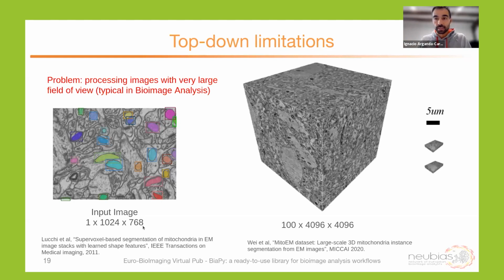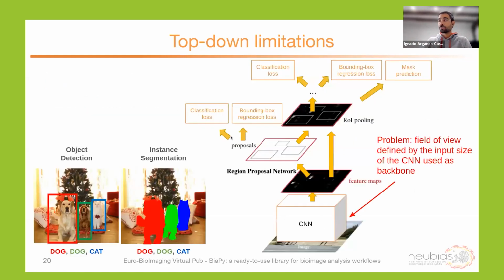1024 by 768. Now, this is one of the volumes from our MitoEM dataset, and this is an actual comparison with this other dataset that we have here. And this size, of course, we cannot put inside the backbone network here. So what do we do if it doesn't fit into the backbone network of our top-down approach?